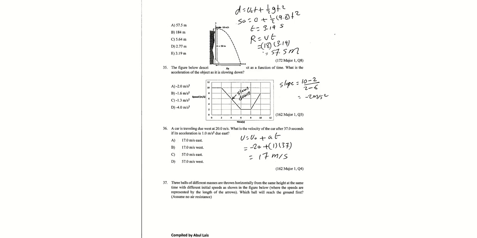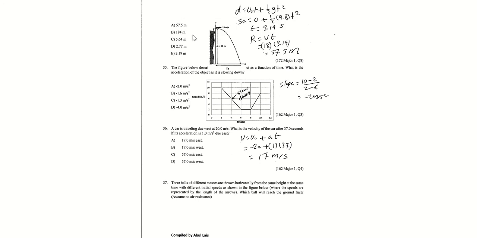So we have a cliff, and the height of this cliff is 50 meters, and someone throws an object at a horizontal velocity of 18 meters per second. Again, in projectile motion, if they tell you the velocity is horizontal, it means that the vertical component is 0 and the horizontal component in this case is 18 meters per second. So my first goal is to find how long it takes the ball to hit the ground.